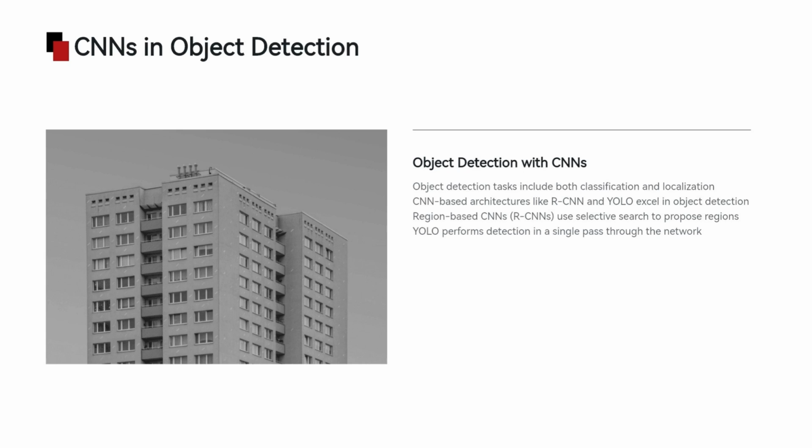You Only Look Once, YOLO, is a more efficient approach to object detection that performs both classification and localization in a single pass through the network. YOLO divides the image into a grid and predicts bounding boxes and class probabilities for each grid cell. YOLO is known for its speed and real-time object detection capabilities.